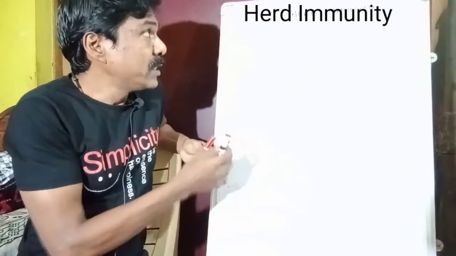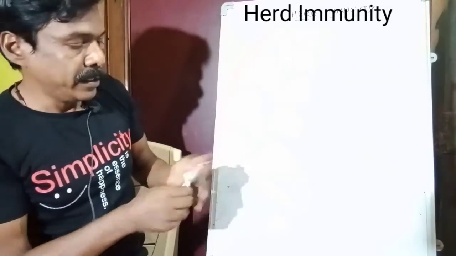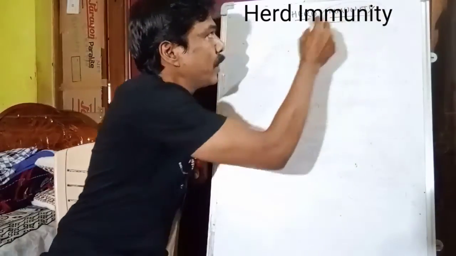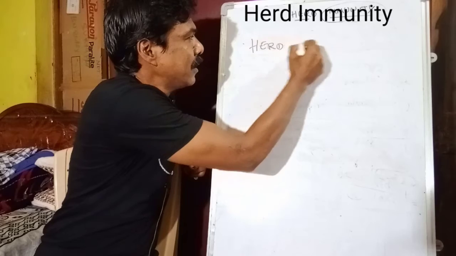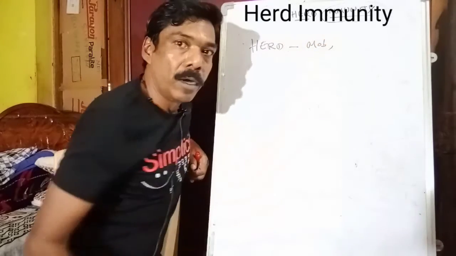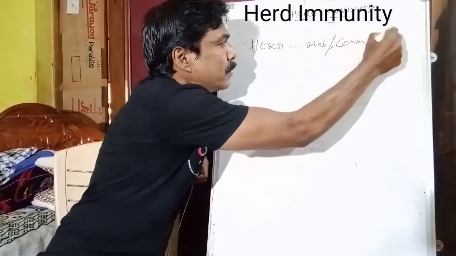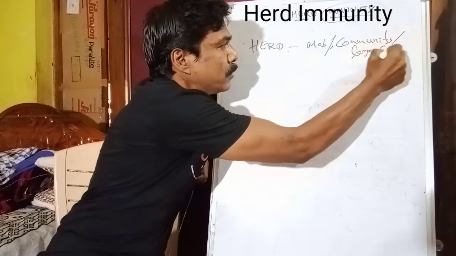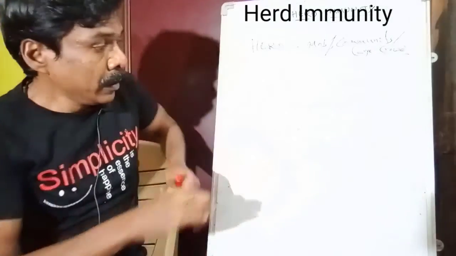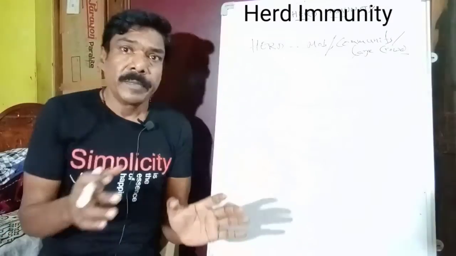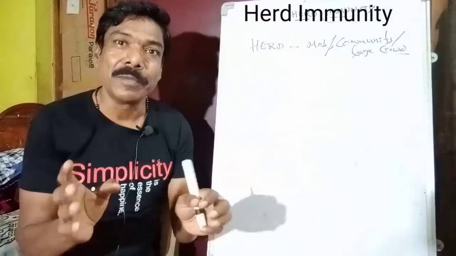Now the topic which I have written here at the beginning is herd immunity. We have learned what is immunity. Now, what is herd? Herd means mob or large community, or large crowd. Now this is basically about a contagious disease. If a disease is contagious, it can spread so easily from one person to the other person.